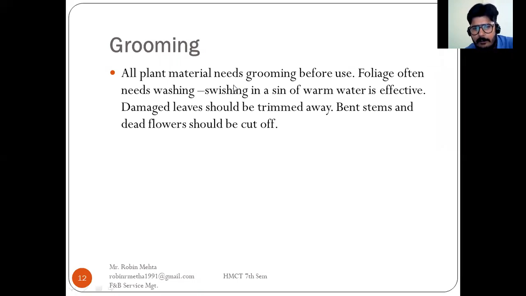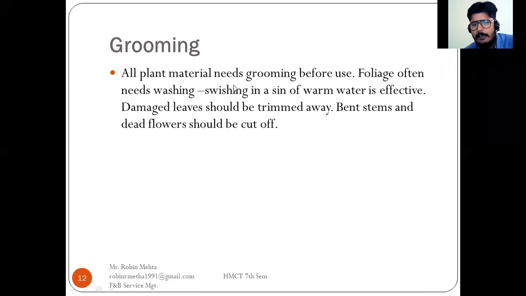Foliage often needs washing, swishing in a sink of warm water. It is effective. Damaged leaves should be trimmed away. Bent stems and dead flowers should be cut off. Whenever you are going to do the flower arrangement, you purchase all the flowers one day before, or two days before, or on the same day. So you start doing the flower arrangements according to the guest demand.